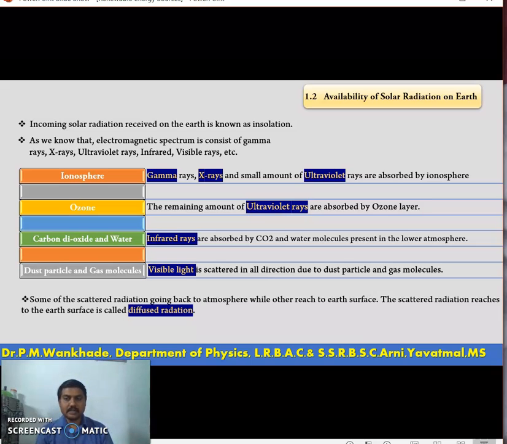Infrared radiation is completely absorbed by carbon dioxide and water molecules present in the lower atmosphere, while the visible light is scattered in all directions due to dust particles and gas molecules present in the dense atmospheric layer. Some of the radiation goes back to the atmosphere while the other reaches the earth's surface. The scattered radiation that reaches the earth's surface is called diffuse radiation.